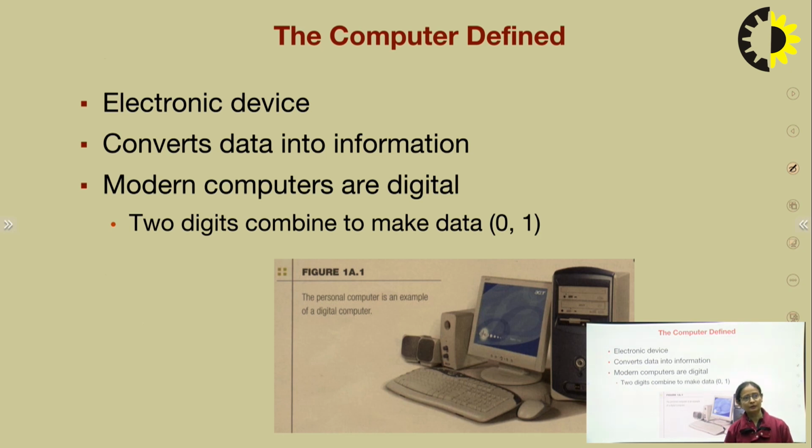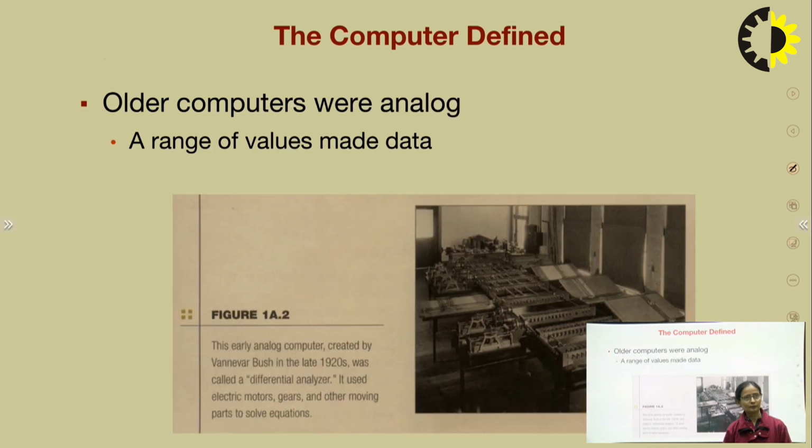Nowadays, we have digital computers, that is basically a combination of two digits, 0 and 1. Before digital systems, we had analog systems, and nowadays we are moving towards the era of quantum systems, where instead of the digital digit system, we are working on qubits. Older ones were the analog systems. Here a range of values is your data.